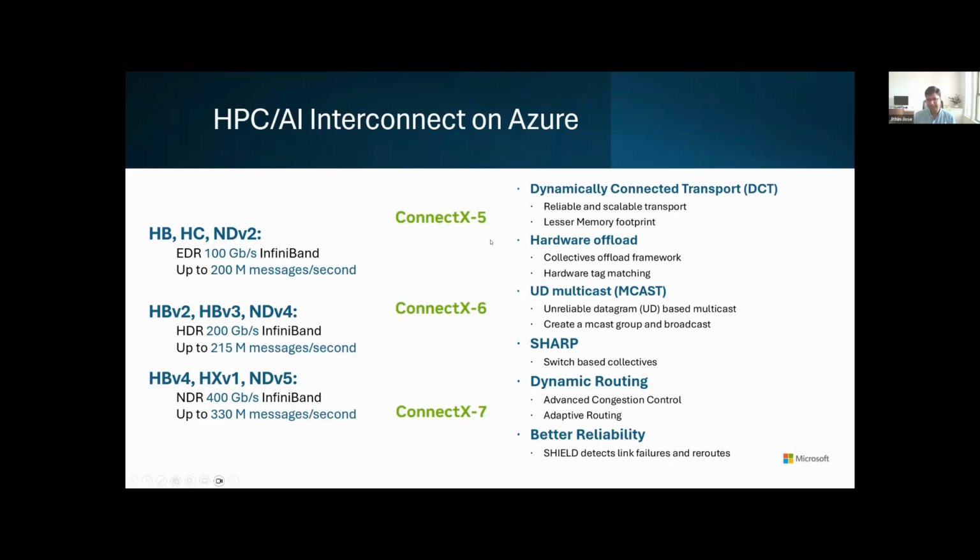And like I mentioned, since these are exposed over SR-IOV, there is no virtualization overhead. All the features that are available on the host or on-prem side are available on the VM side also. I'll show the impact of some of these features in one of the upcoming results slides.